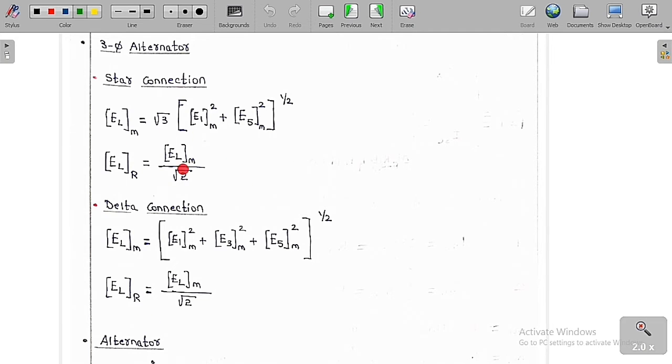So what I am trying to say is that in a star connection for 60-degree and 120-degree phase spread, in the line voltage there will never be a third harmonic component. So this is the thing that I want to tell you.